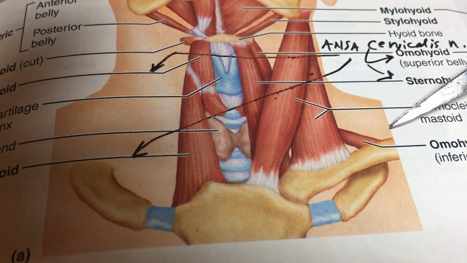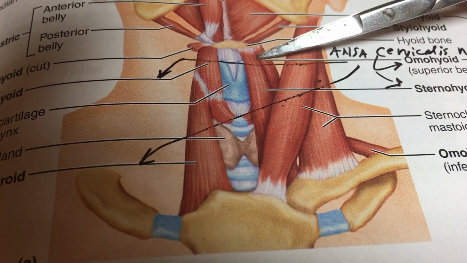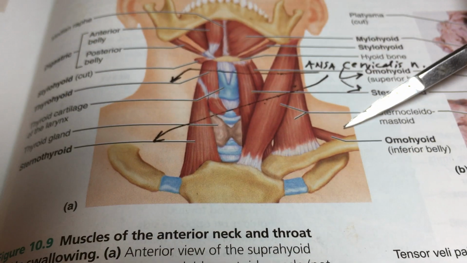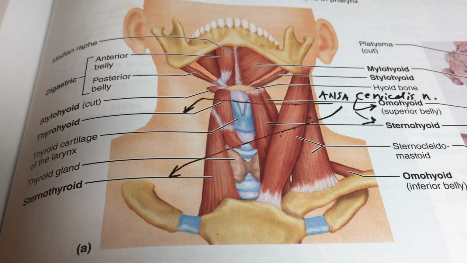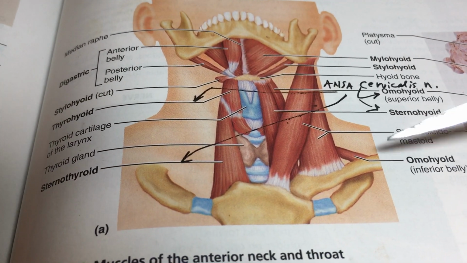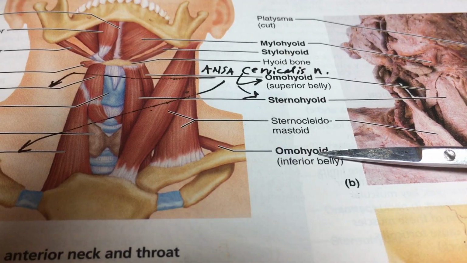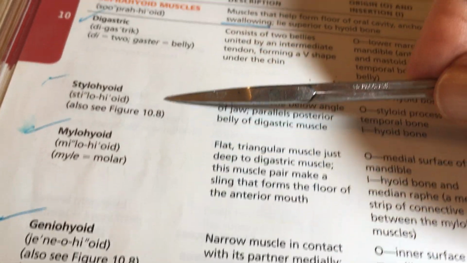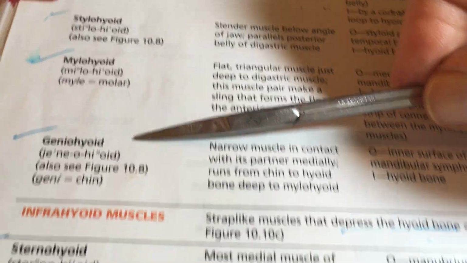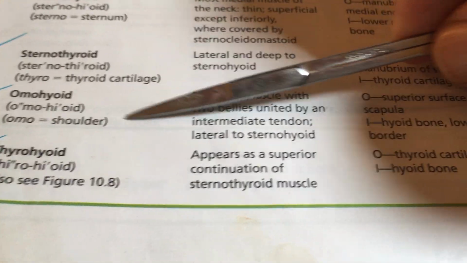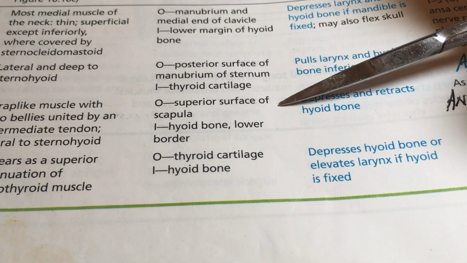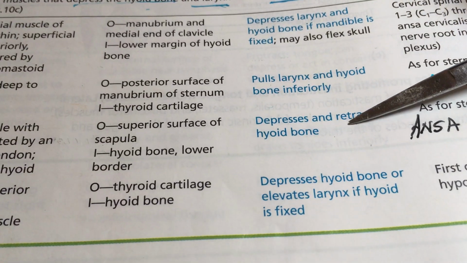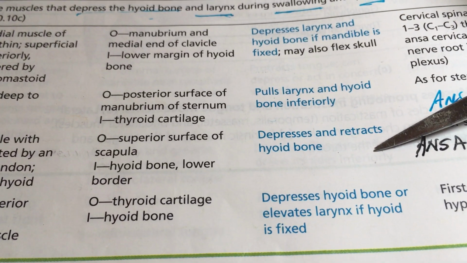Then we have an odd one over here. It goes through a little loop that you can't see, and it ends up at the scapula on the back. It's called the omohyoid. Let's take a look here. The omohyoid, where is it listed? Here it's coming down, that's the omohyoid, right? It goes from the scapula to the hyoid bone, and it's depressing and retracting the hyoid bone.